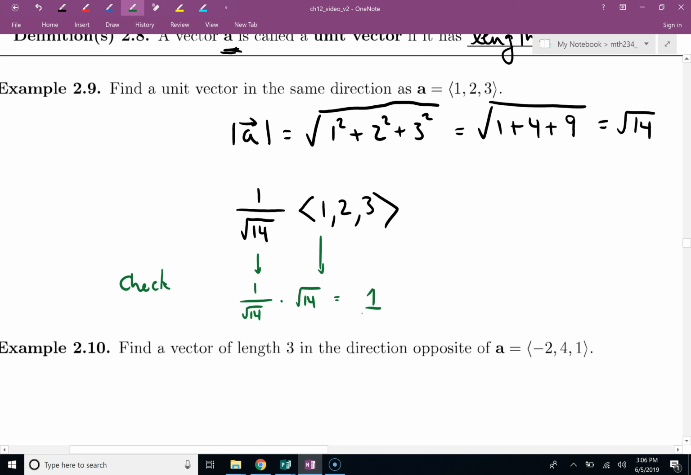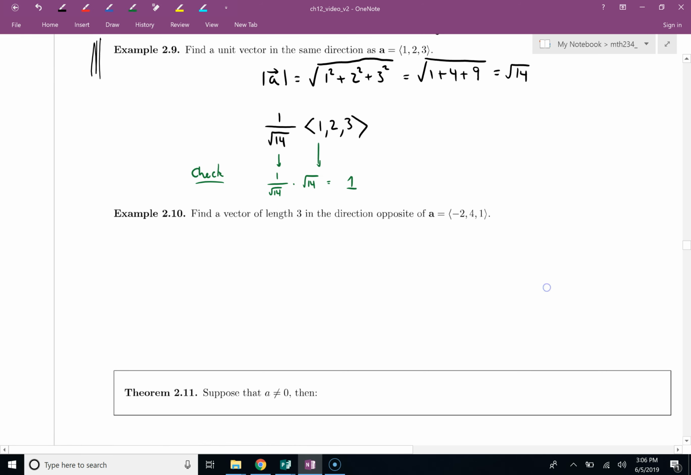So it's going in the same direction, right? Because scalar multiplication really doesn't change direction unless you multiply by a negative scalar, then it goes in the opposite direction. But otherwise, with a positive scalar, it's going in the same direction. And we've just shown that it has length 1. So multiplying by this reciprocal, 1 divided by whatever its length is, is a great way to make a unit vector, to make it have length 1.